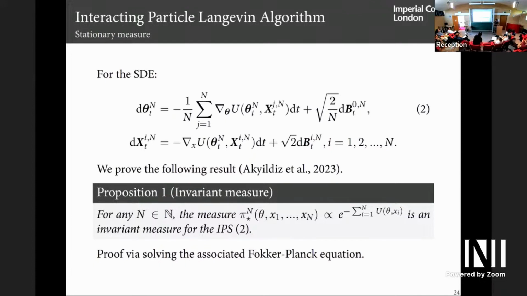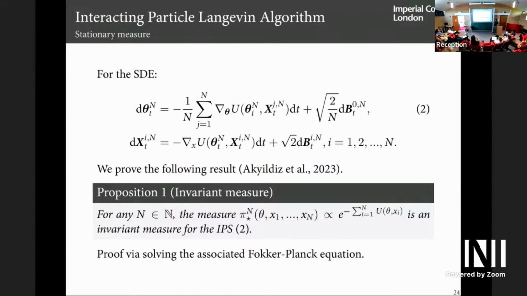But of course, as you add more particles, this becomes a bigger system. Now I have n particles, each dx dimensional, and then I have the theta dimension. So it's a distribution over theta, but also over x1 to xn. It's a distribution that lives on a very extended space, and this SDE has a stationary measure of this form. So this was the first result.